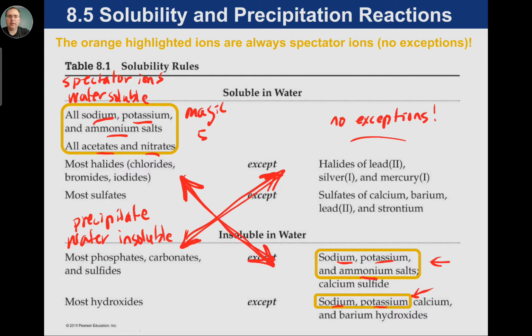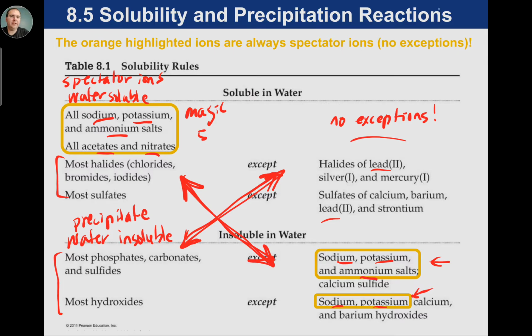And most things that are water insoluble happen to deal with things like lead, things like silver, mercury, calciums, bariums, although there are some exceptions with the hydroxides of calciums and bariums. So be careful with these because they have exceptions, and be careful with these because they have exceptions. But one thing we can take for granted is if it has one of those magic 5, we're safe. We know it's water soluble, we know it's a spectator every time.